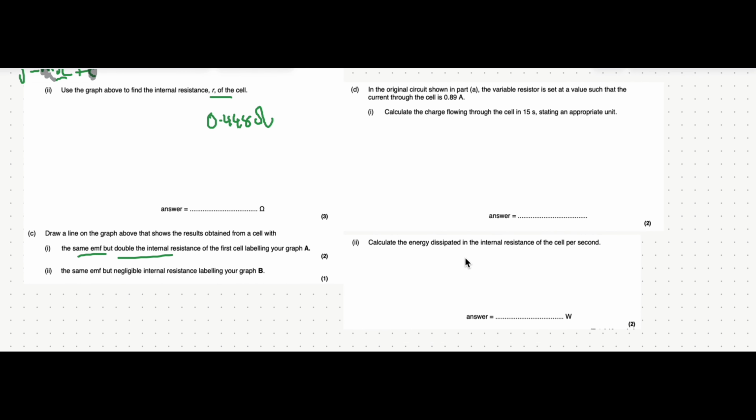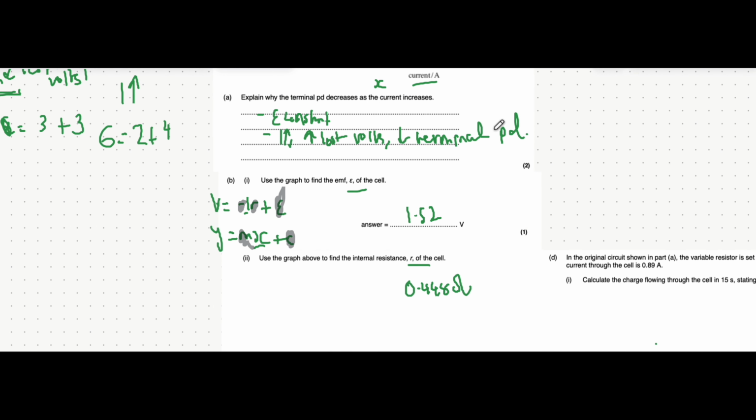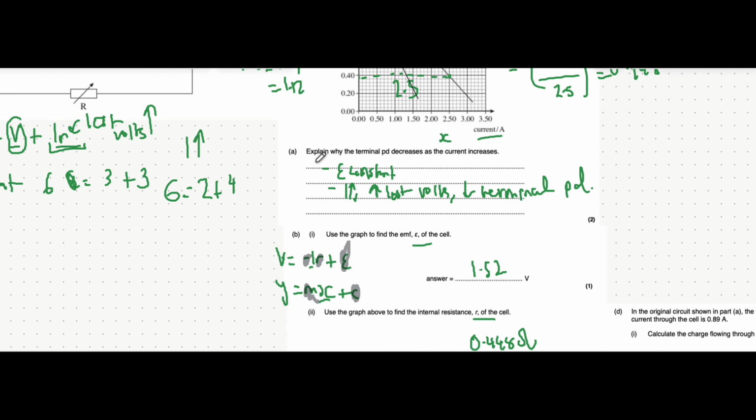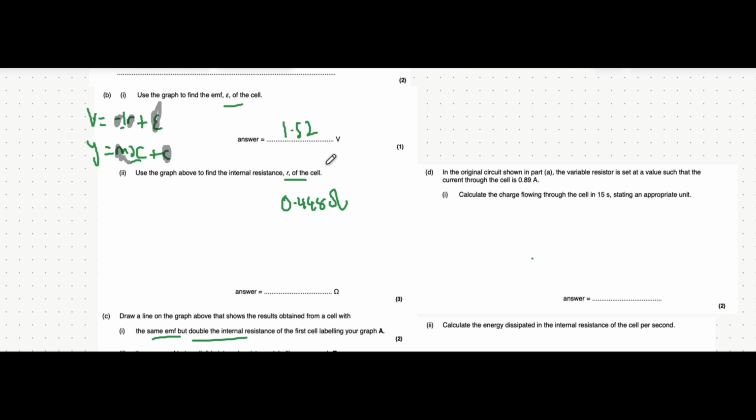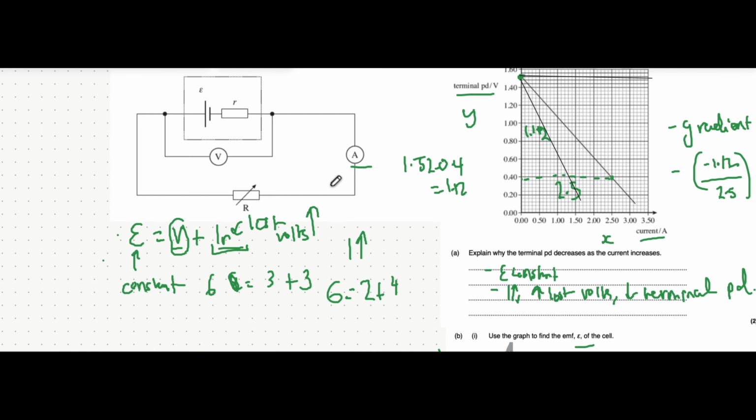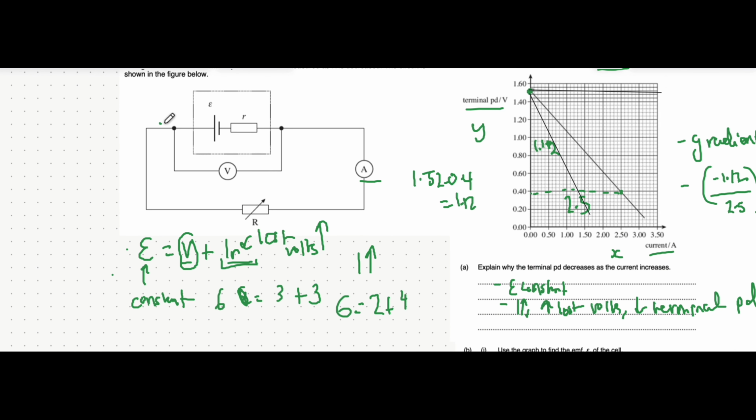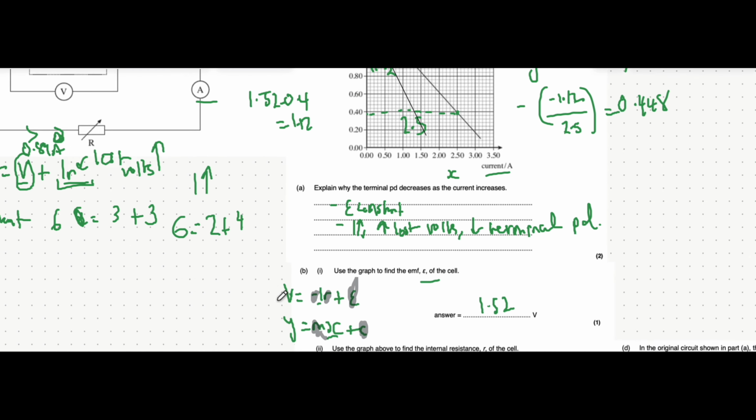Great. Let's now move on to this next part of the question. It tells you in this circuit, as shown here, the variable resistor is set to a value such that the current through the cell is 0.89 amps. So the current flowing through the cell and the circuit as a whole is 0.89 amps. By the way, that's the same as the current flowing through this variable resistor. The current would flow this way, and it's the same current because this resistor is in series with the whole circuit, so it takes that same amount of current in because current is the same in series.